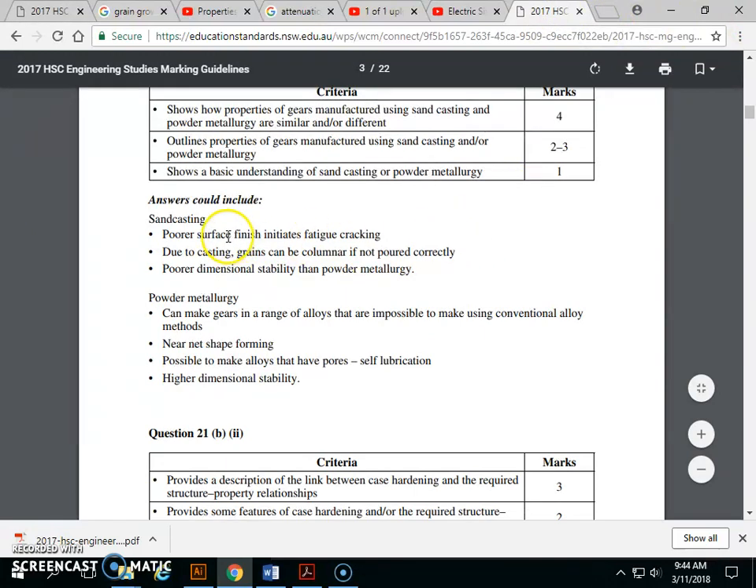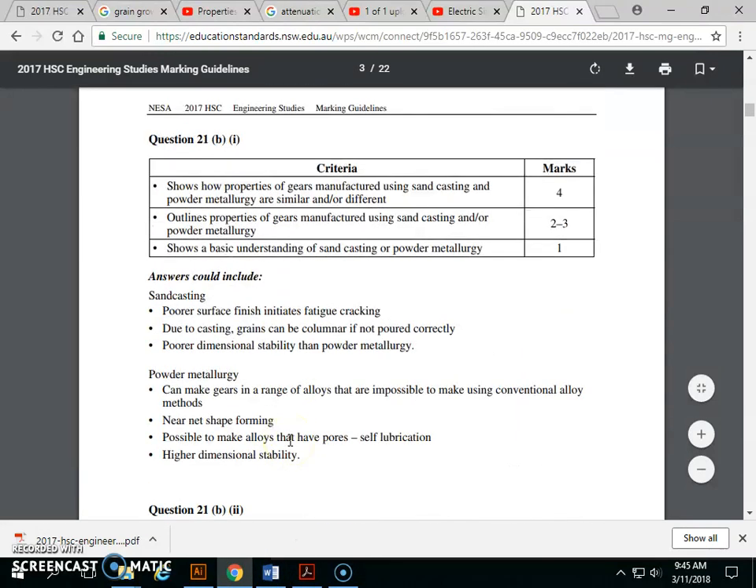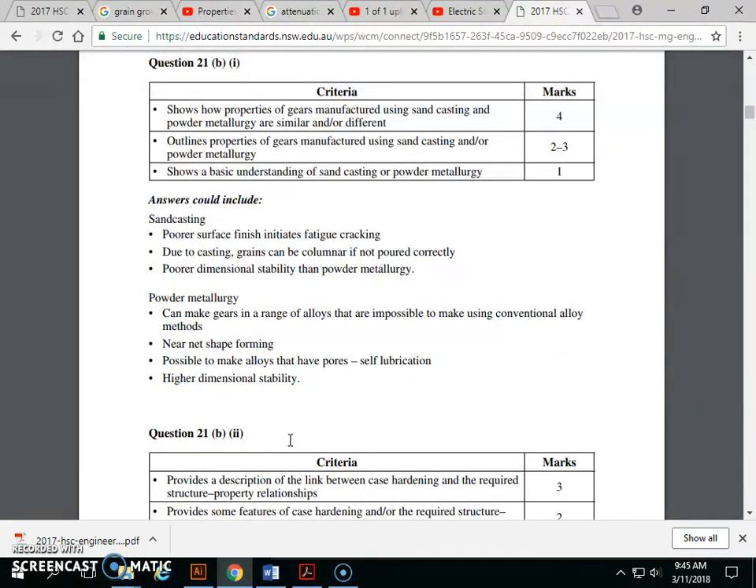Okay, sandcasting: porous surface, yeah, okay. Poor dimensional stability. It's not as accurate, it needs to be machined. So we can make things that are impossible to make otherwise. Near shape, so it means basically we don't need any finishing. They can be porous, they have higher dimensional stability. Yep, okay, so I'm happy with all of those answers.